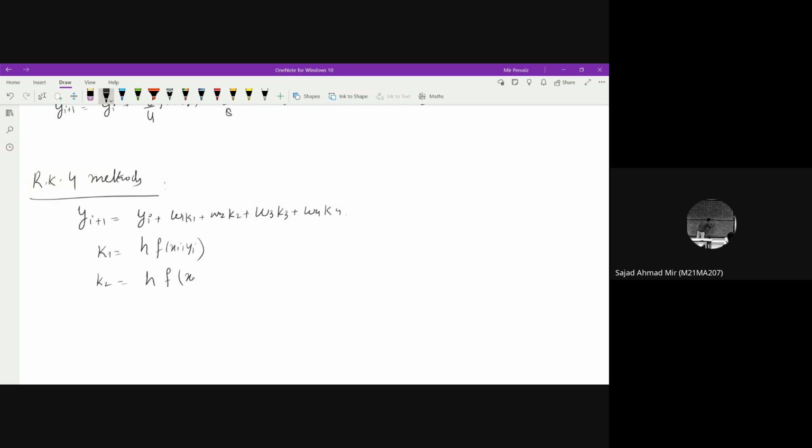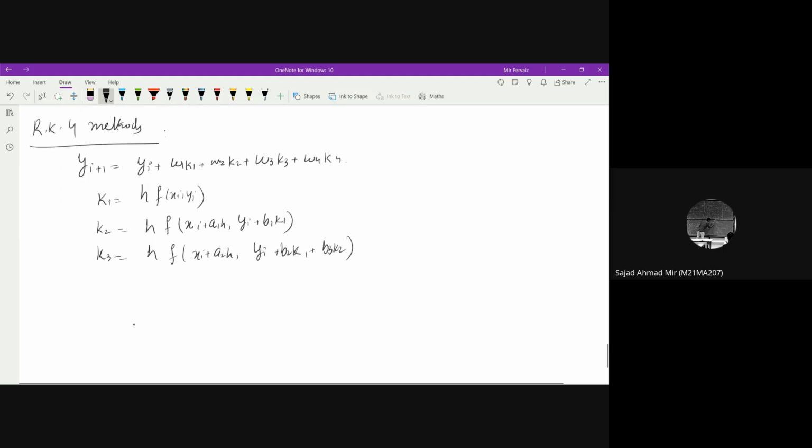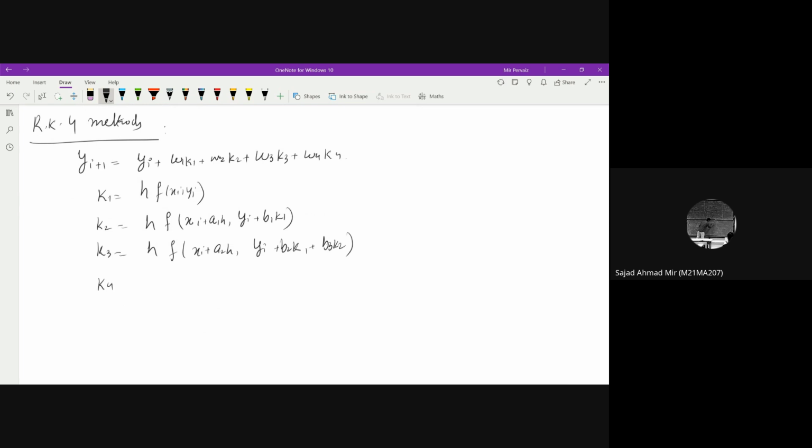Your k2 is of similar shape. Similarly, k3 is h times f of xi plus a2 h, yi plus b2 k1 plus b3 k2. There are some libraries which have the inbuilt RK4 method, so there you can just supply what your function f is, and that will solve your differential equation.